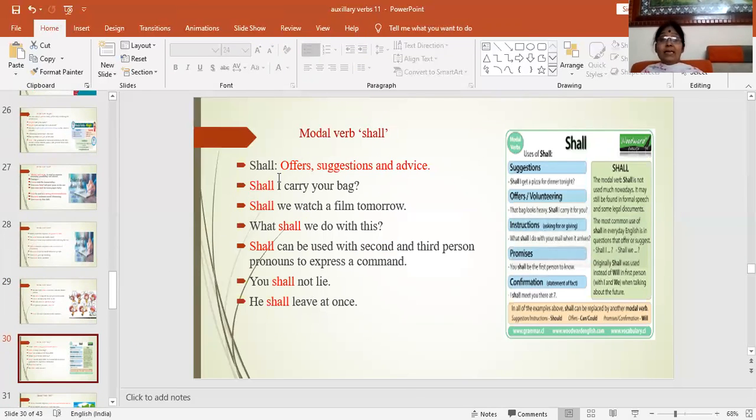Modal verb shall is also used to express offers, suggestions, and advice. For example, shall I carry your bag? Shall we watch a film tomorrow? What shall we do with this? Right? So we can use it to express offers, suggestions, and advice.